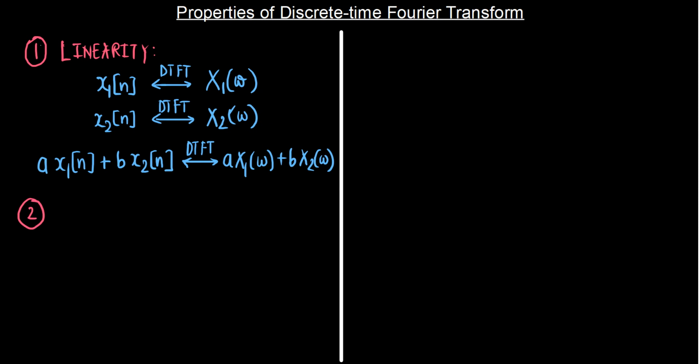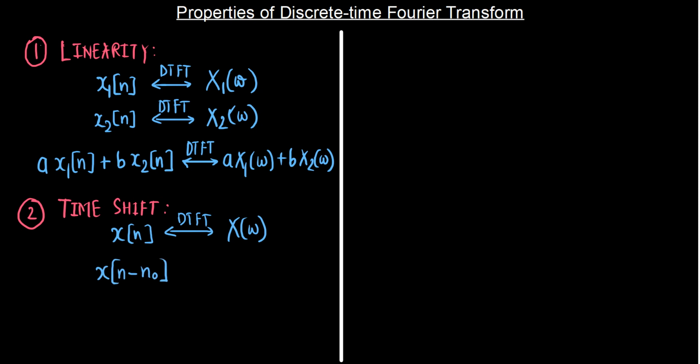Next is the property of time shift. The time shift property says that if we have a signal x of n whose discrete time Fourier transform is given by X of omega, then the Fourier transform of the shifted version of this signal, x of n minus n naught, is going to be the same X of omega scaled by a factor of e power minus j omega n naught, where n naught is the amount of shift. This property is called the time shift property.